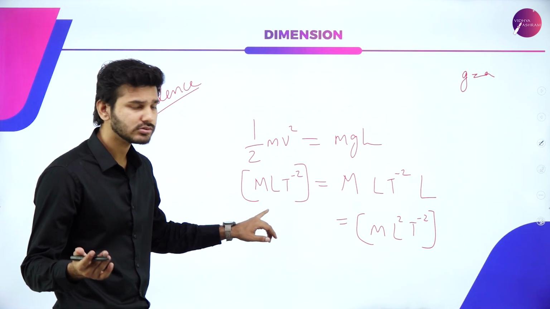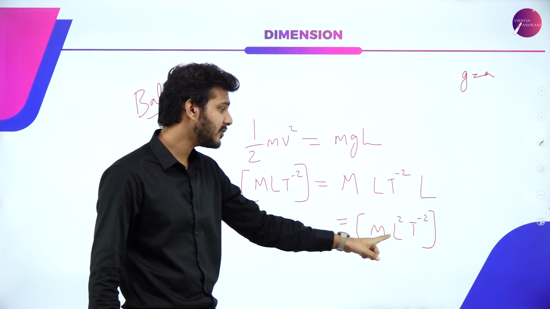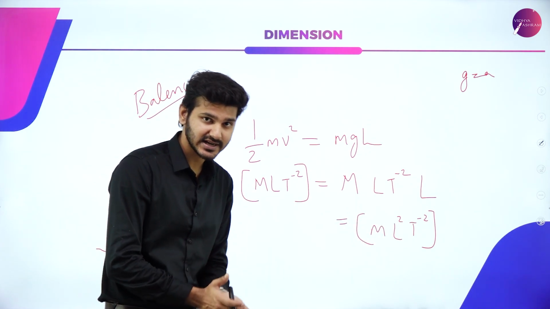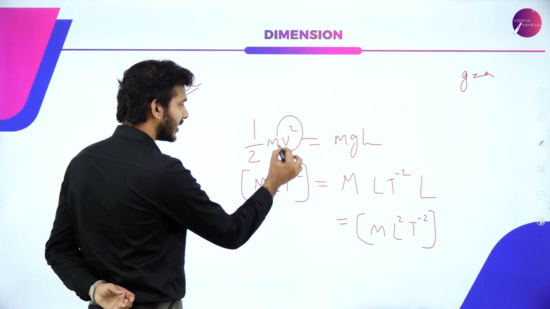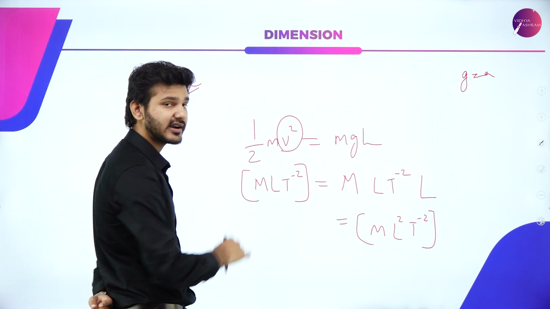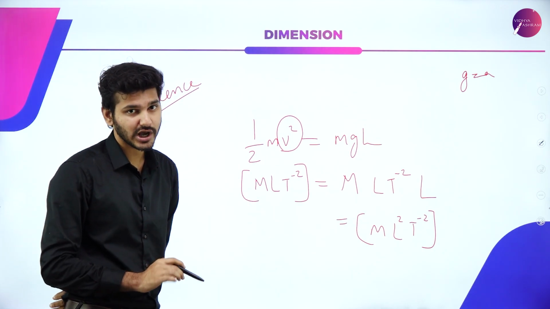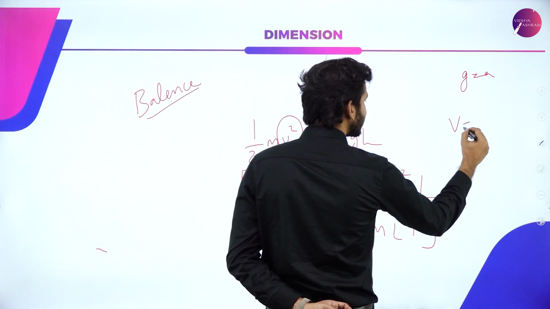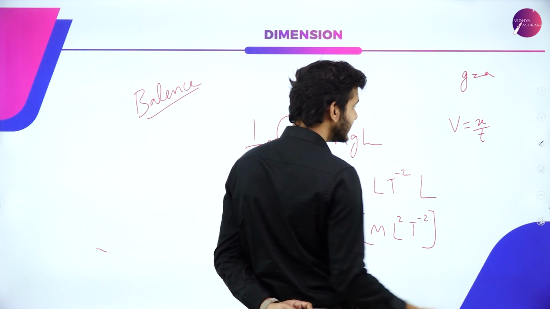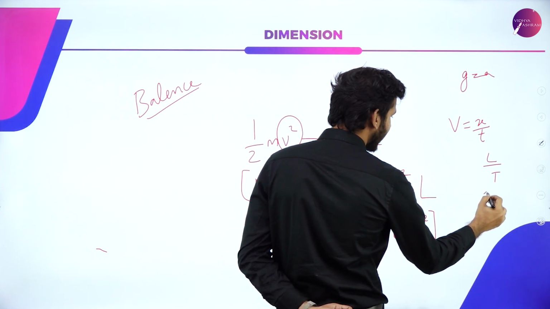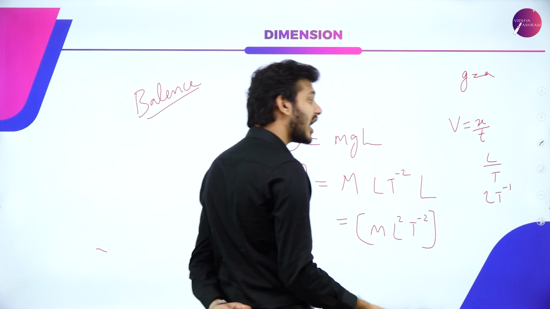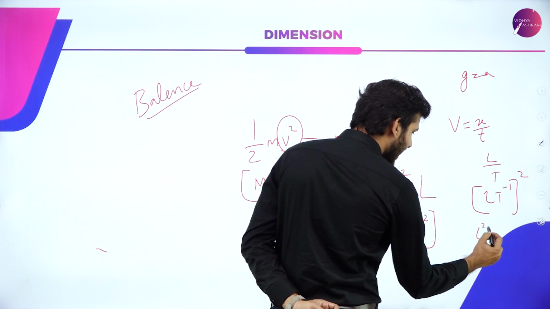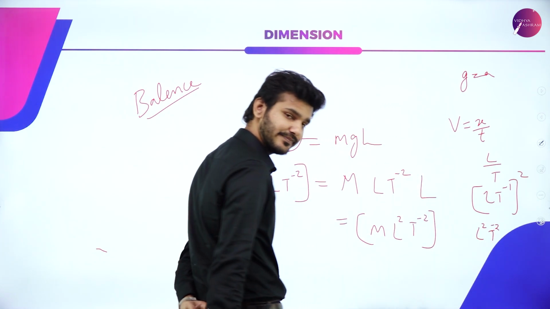Is it? No. This is M L t inverse, and this is M L square t square inverse. What is wrong? The wrongness is in the calculation. This particular term is v square, and we did not consider the square factor here. That is where you can go wrong, and I just wanted to point out where you can go wrong. That is, v is equal to x by t, which means it is L by t, that is L T inverse. And now when we square this quantity, it should be L square t square inverse.